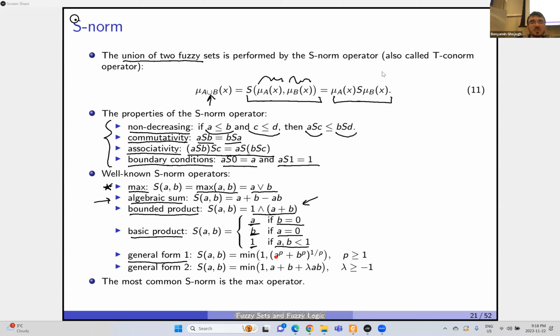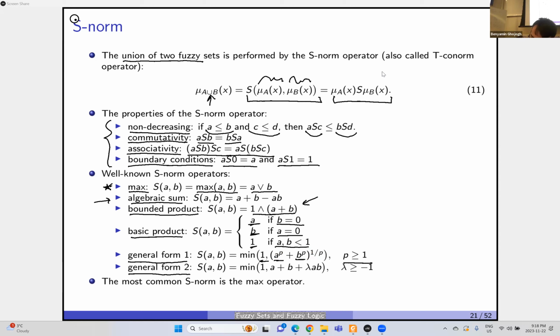A to the power P, where A is between 0 and 1 and P is greater than or equal to 1. So A to the power P becomes between 0 and 1, and B to the power P also becomes between 0 and 1. Sum them to the power 1 over P. When I say 1 over P, it means the P-th root, right? Then it might go above 1, so take the minimum with 1.